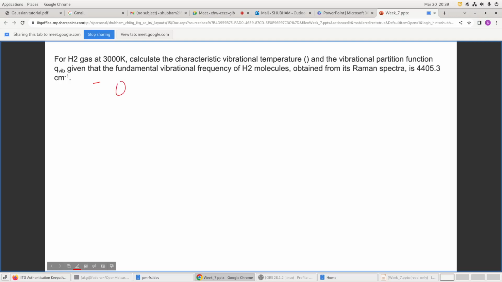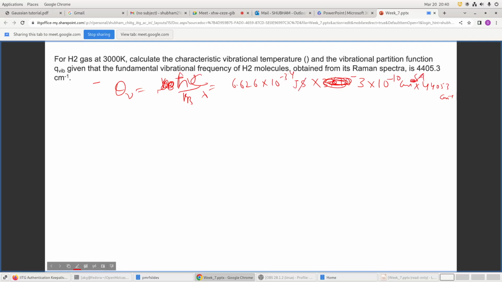So theta is equal to h nu by kb, and h is 6.626 into 10 to the power minus 34 joule second. Nu is equal to c by lambda, so this is 3 into 10 to the power 10 centimeter per second into 4405.3 per centimeter, and this second will cancel out, this per centimeter will cancel out, and then there is kb, 1.38 into 10 to the power minus 23 joule per Kelvin, and this joule will cancel out, so this will be in Kelvin.